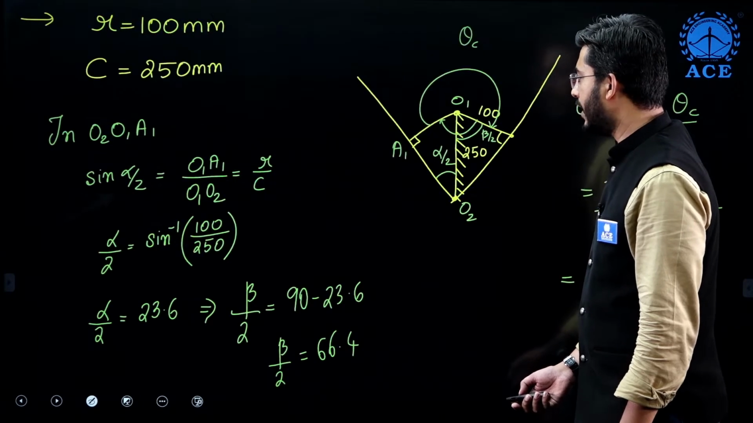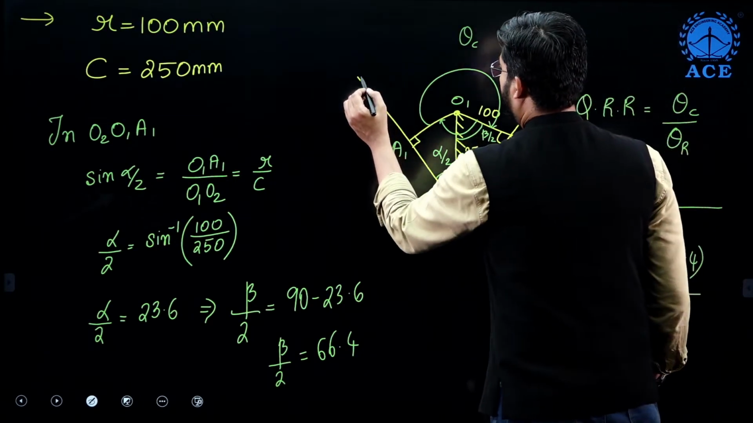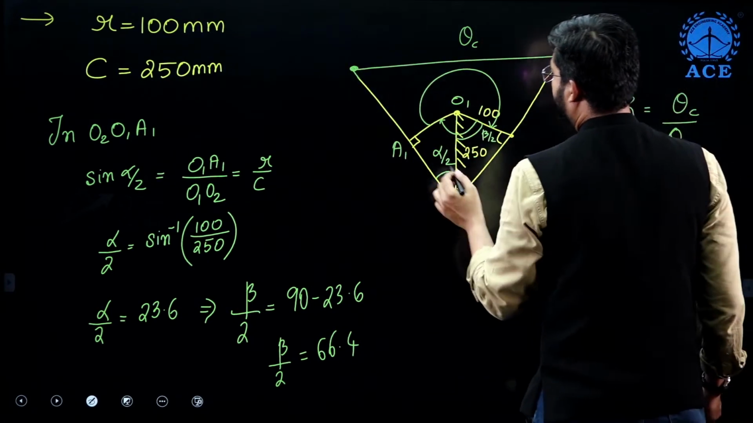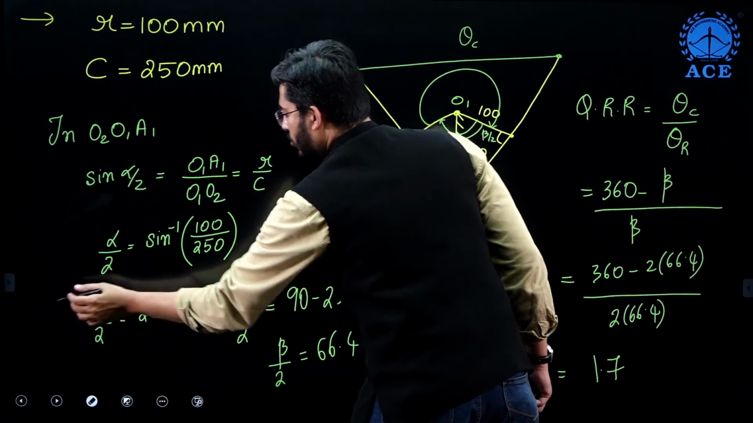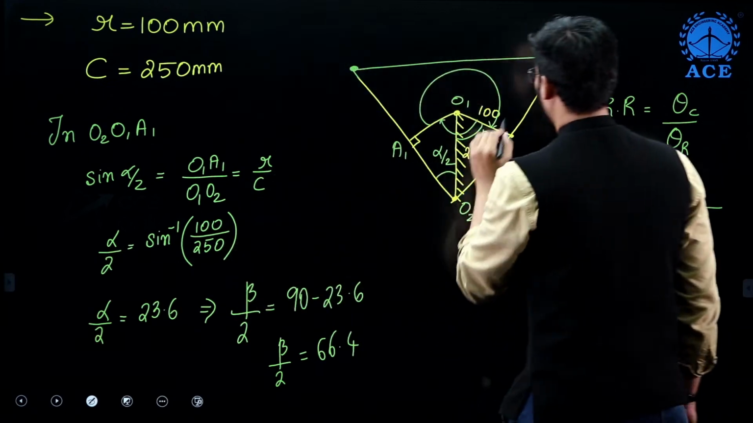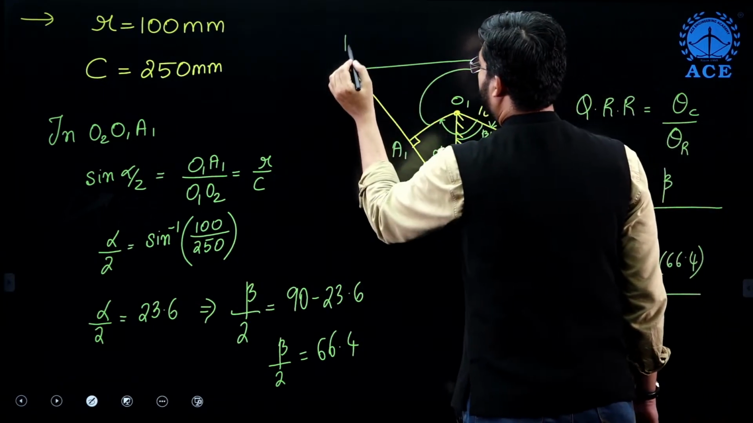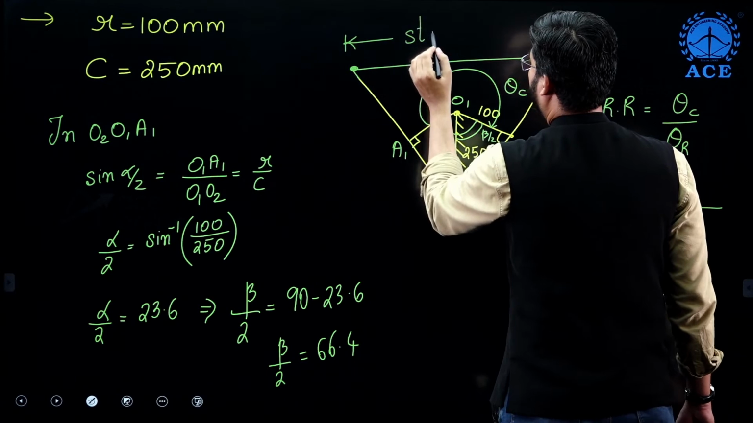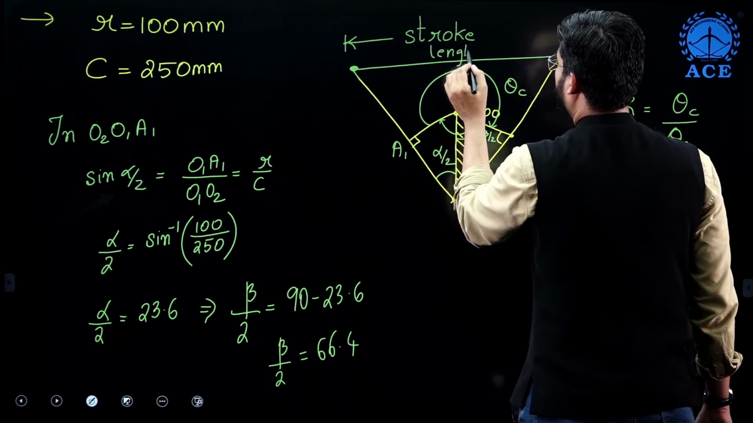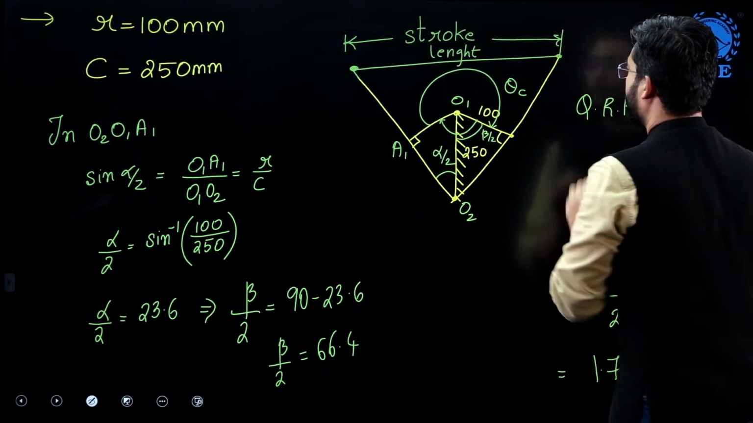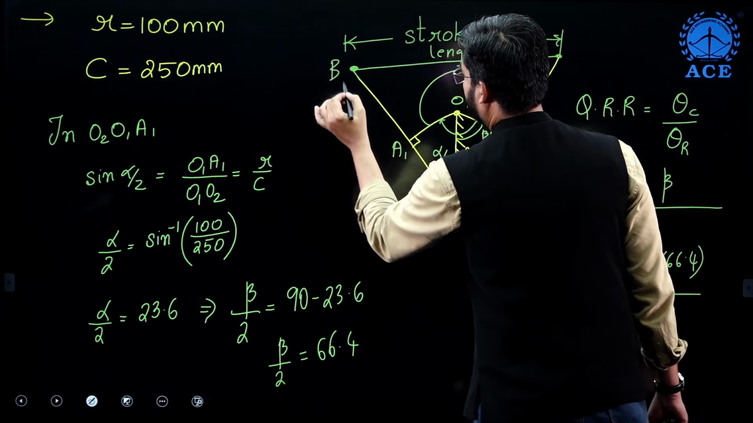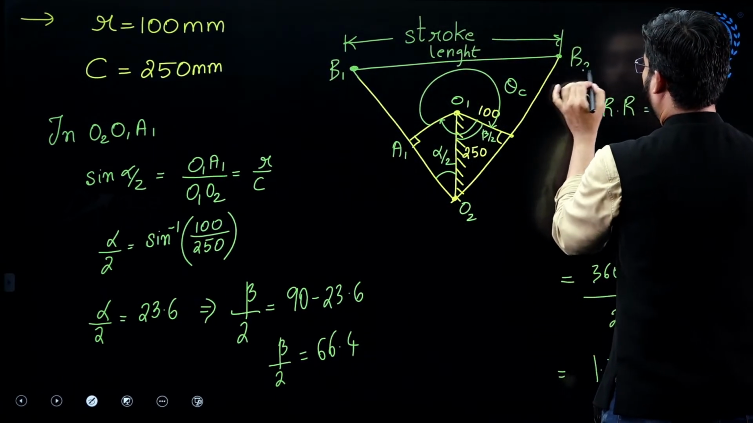All right, let us compute that. So these two are the extreme positions, and this will be giving us the information about the stroke length. This is theta c, and this will be stroke length. All right. So let us write this as point B1 and this as B2.